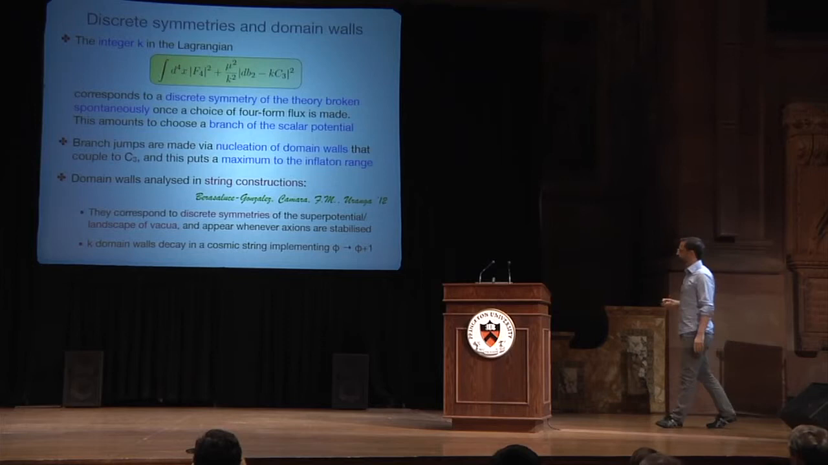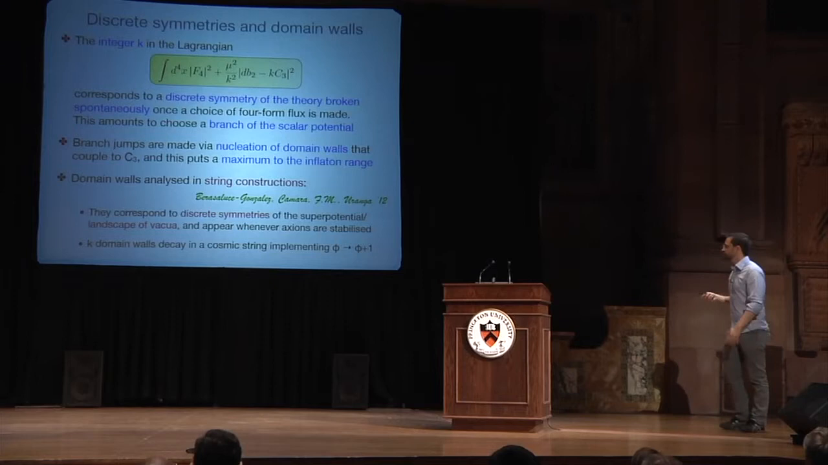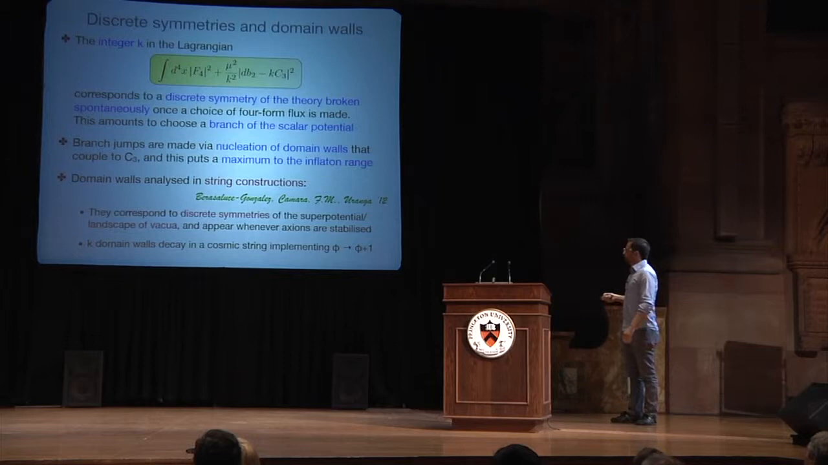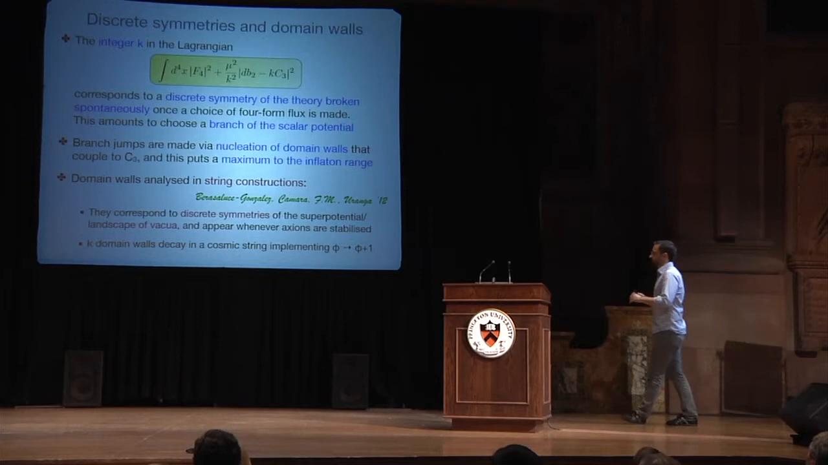So these domain walls can be analyzed from the point of view of flux quantization. They come basically from looking at the branes, how they wrap cycles in manifolds with torsion or fluxes, and looking at the Freed-Witten anomalies that they may have. Okay, and basically they also correspond to discrete symmetries in the landscape of vacua when you have a flux compactification.